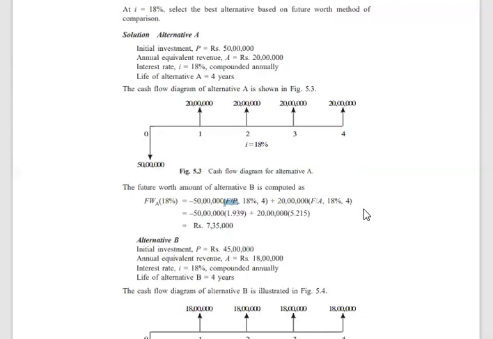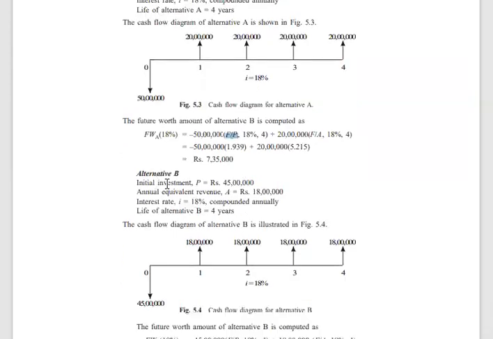This F by A is also in the previous chapter, so you can verify it. You have to adopt that particular factor in place of F by P and F by A, and then you can substitute it, and you will get the value. And likewise for alternative B, you have to find it.